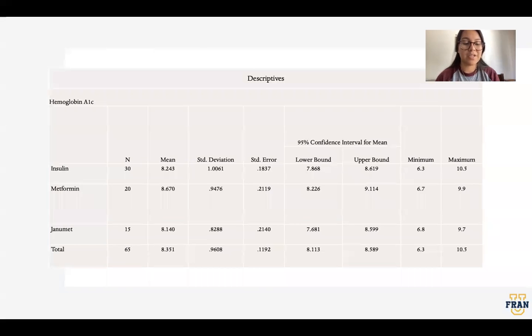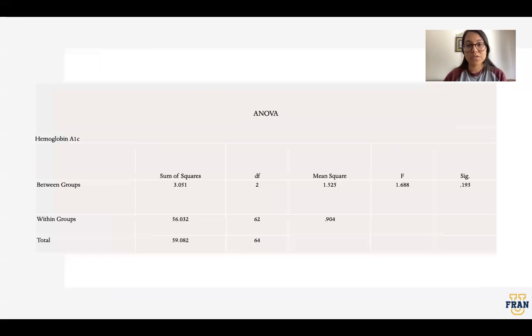So backing up a little bit, the data set had an N value of 30 for the insulin group with a mean of 8.243, standard deviation 1.0061, an N value of 20 for the metformin group, and a mean value of 8.67 with a standard deviation of 0.9476, an N value of 15 for the Janumet group, with a mean of 8.14 and a standard deviation of 0.8288, with a total N value of 65 for the whole group, with a mean of 8.351 and a standard deviation of 0.908.